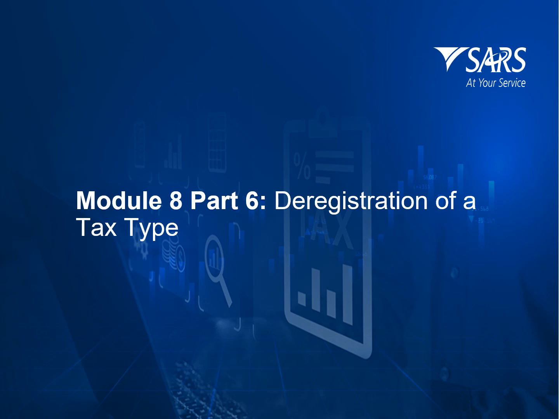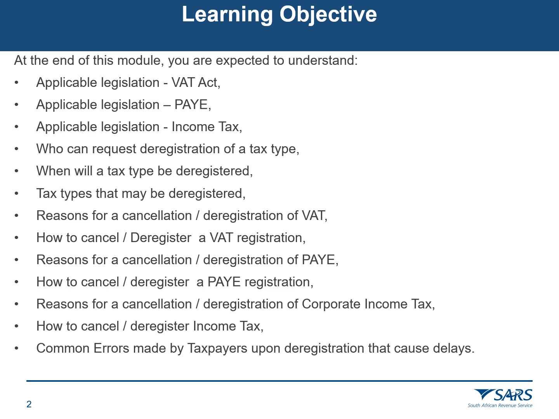Module 8, Part 6, Deregistration of a tax type. Learning objective. At the end of this module, you are expected to understand applicable legislation for VAT, PAYE and income tax, who can request a deregistration of a tax type, when a tax type will be deregistered, tax types that may be deregistered, reasons for cancellation or deregistration for VAT, PAYE and income tax, how to cancel or deregister for VAT, PAYE and income tax, and common errors made by taxpayers upon deregistration that cause delays.